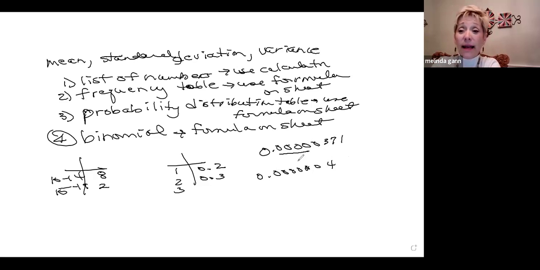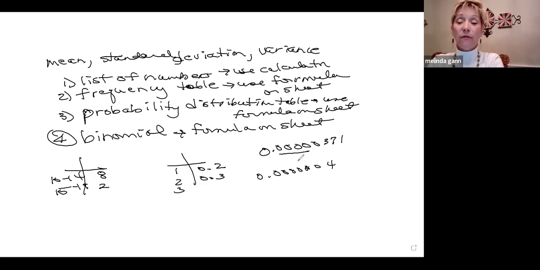You've got to know that independent events are events that do not affect each other. Dependent events, they do affect each other. You've got to know that mutually exclusive events cannot happen at the same time, like a spade and a red card. One card can't be a spade and a red.